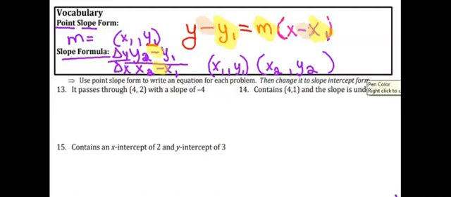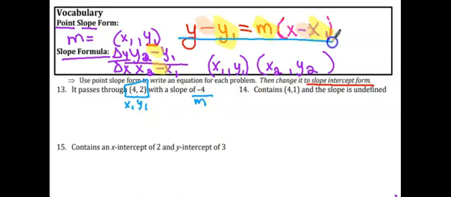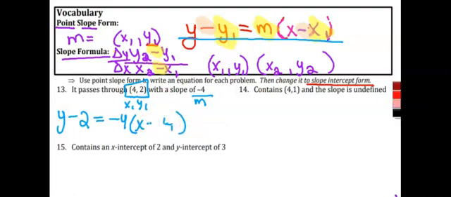So let's work on number 13. Use point slope form to write an equation for each problem, then change it to slope intercept. So this is a pretty meaty problem. We have a few things to do. Here's the point we're going to use, x1, y1, and we have our slope, which is m. I'm going to plug it into the point slope form. So I have y minus 2 equals negative 4 times x minus 4. And that's how I write it in point slope form.